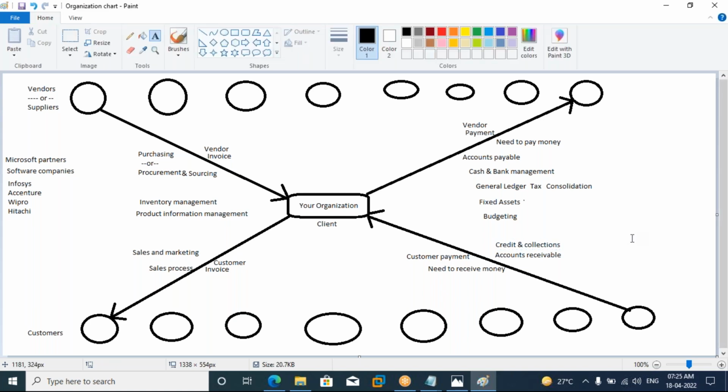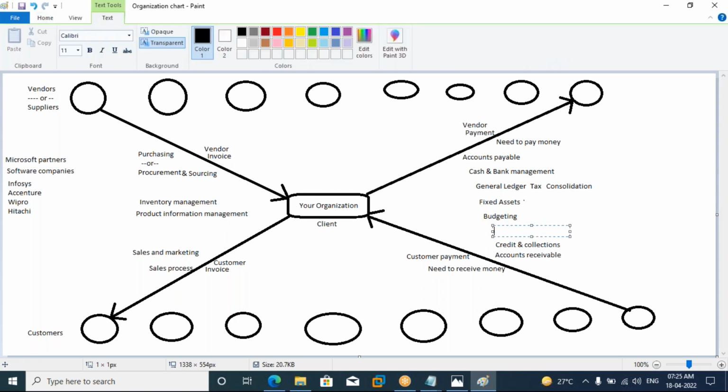You are going to learn accounts payable, accounts receivable, cash and bank, general ledger, fixed assets, budgeting, tax, consolidation, all these modules. One more module is revenue recognition.